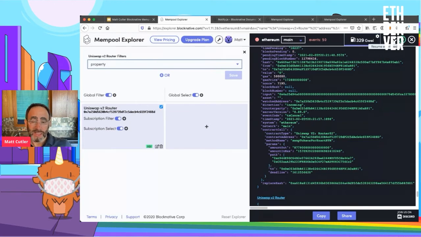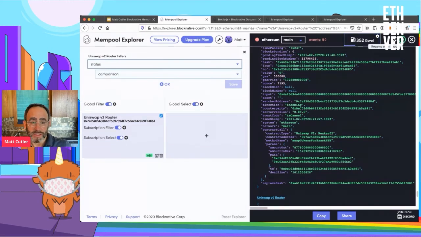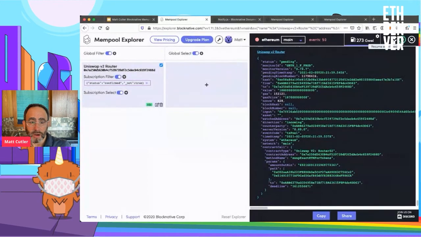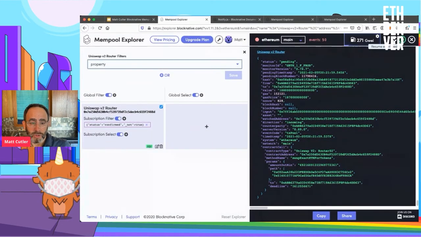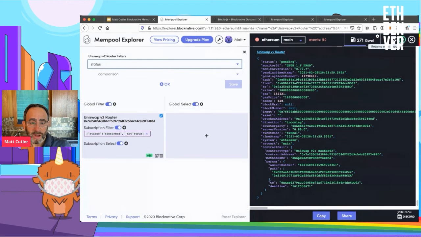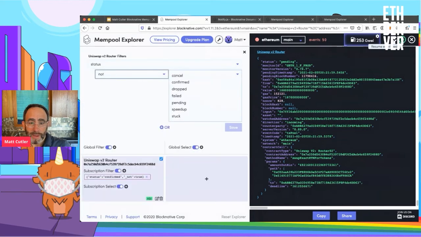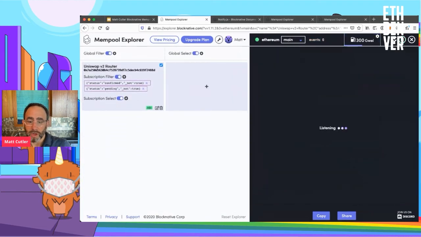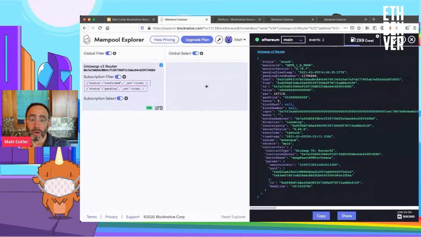So for instance, let's only look at exception transactions on Uniswap v2. So I might go down and say, I want to look at the status of each transaction where it is not confirmed, right? Let me save that. We can see that right there. I'm going to add another filter to the subscription, and I'm going to have the status be not pending, because that's the typical transactions, pending and confirmed. And so now what we'll do is just press play over here. And now you'll see it's a lot less activity. We're filtering out all those pieces of it.